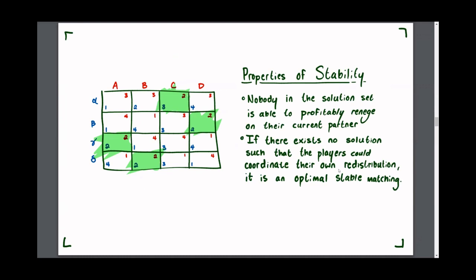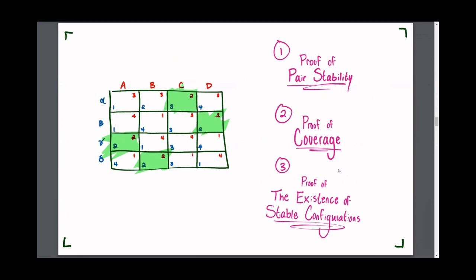And so for every one of these stable matching problems, you'll find a stable configuration. So there are 3 proofs that we're going to go over today. They're pretty intuitive though, and they build off of each other. So the first one we're going to go over is the proof of pair stability, the fact that all of these pairs will be stable by the end. There's a proof of coverage that everyone will have a partner. And then finally, there's a proof of the existence of a stable configuration, saying that every single one of these stable marriage problems has a stable configuration in the end.